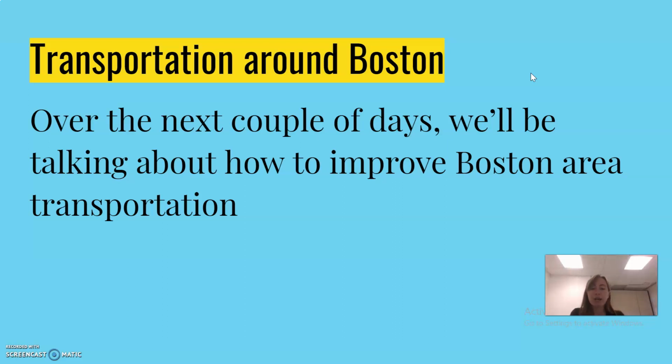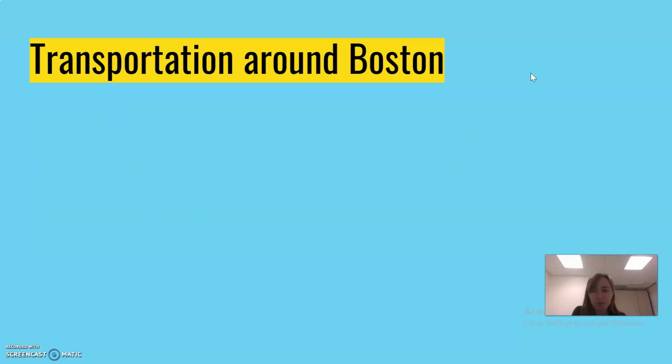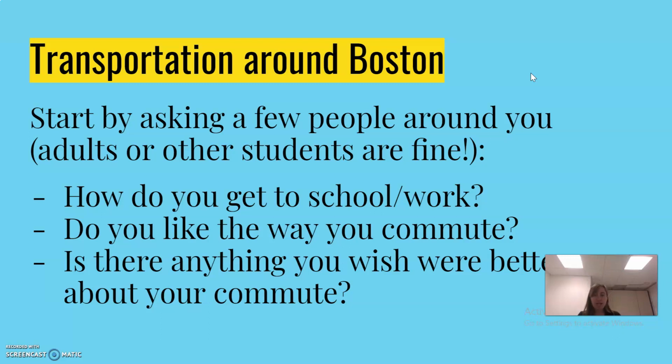All right, so over the next couple of days, we'll be talking about how to improve Boston area transportation. And you're going to need to do a little bit of research in order to think about what needs to be improved. So you're going to start by asking a few people around you. This will happen right now. So if you're at school, this can be other students around you. It can be the adults in your room. It could be people at lunch or whatever. If you're at home, if there's anybody else at home with you, you can ask them, or maybe you already know the answer if they're your family. Or you can text people or find the information somehow.